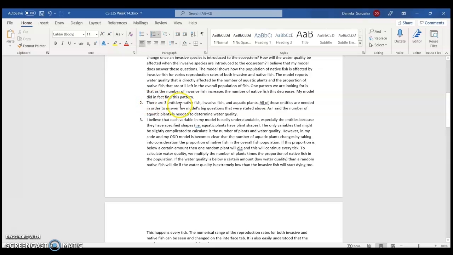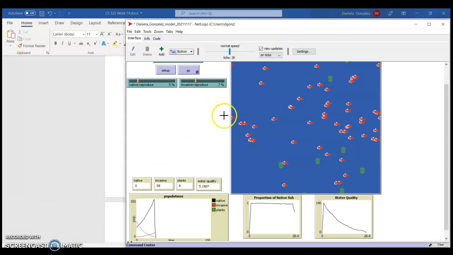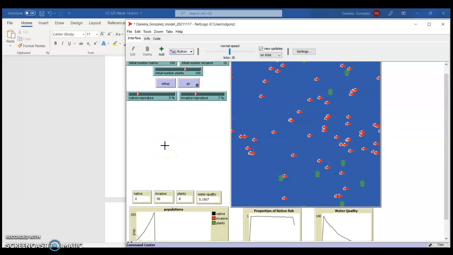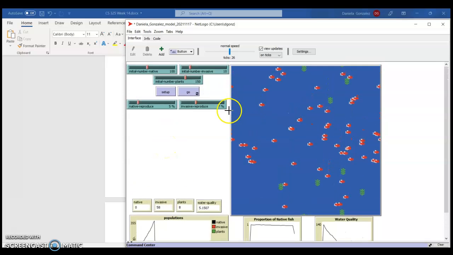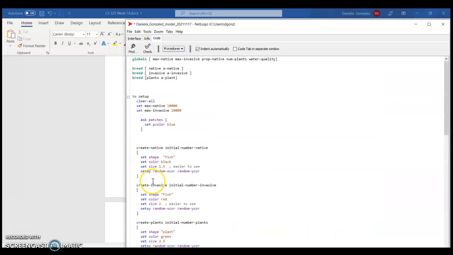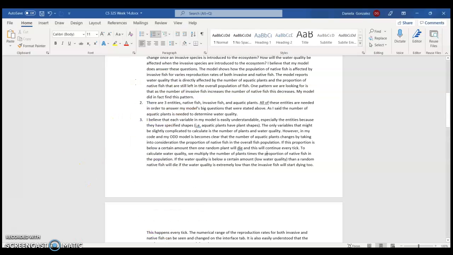In my model, there are three types of entities: native fish, invasive fish, and aquatic plants. And all of these are needed in order to answer my model's big question of how native fish are affected when invasive fish are introduced and how water quality is changed. And as you can see, those three entities are represented as different breeds in my model, just because I thought that would really help facilitate using those within these procedures.